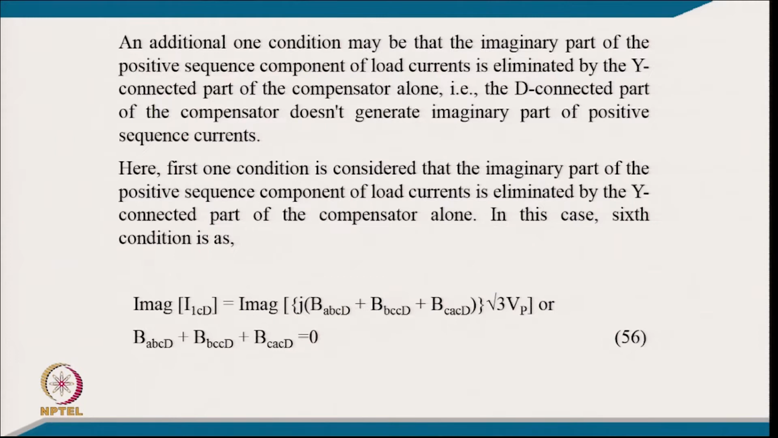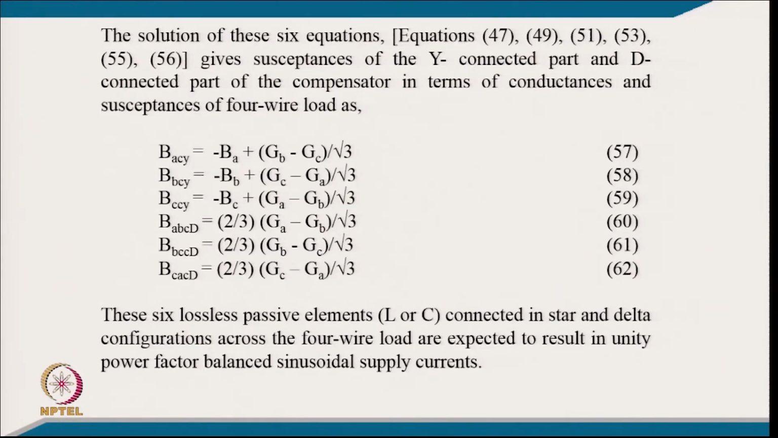In this case, the sixth condition is the imaginary part of your positive sequence delta connected compensator current I 1 C D should be equal to, let us say, imaginary J times (B A B C D plus B B C D plus B C A C D) V P divided by root 3, that should be equal to 0. This gives a condition that the sum of all 3 susceptances of the delta connected network should be equal to 0. So, this is the sixth condition, and we already have the 5 conditions.